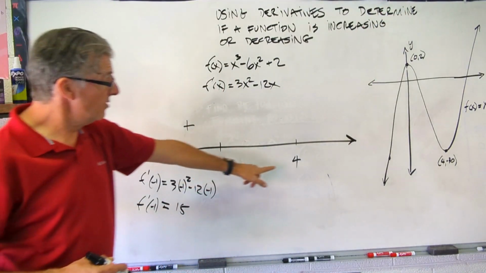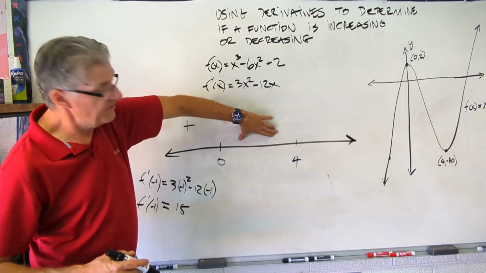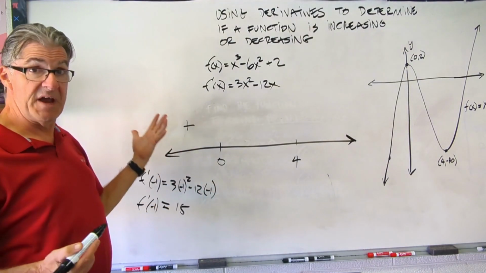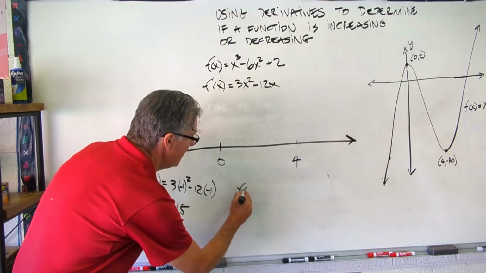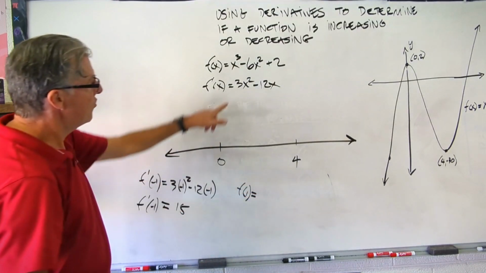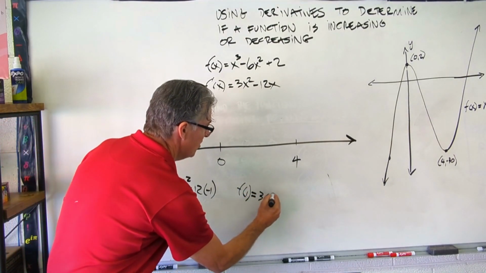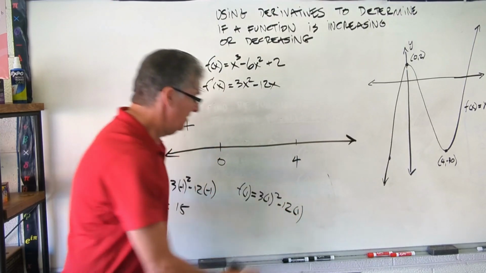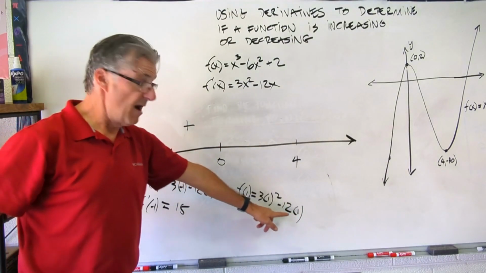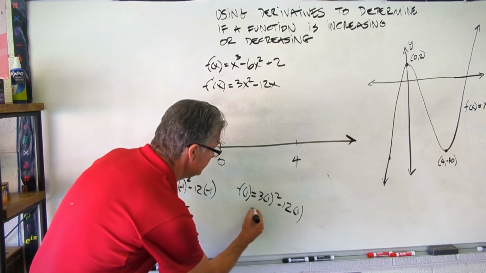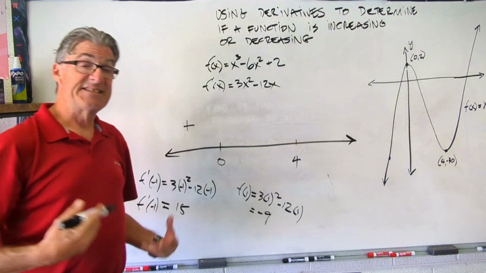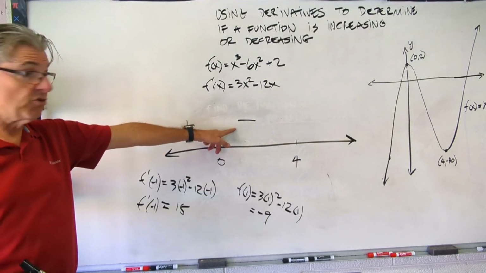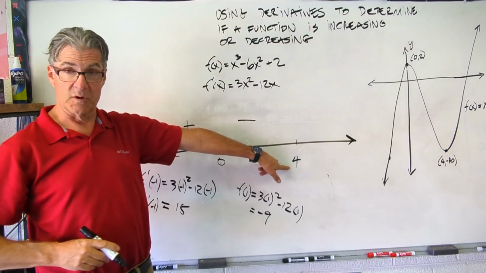Now I'm just going to pick a number between 0 and 4 to test this interval between our two turning points. So let's just pick another easy one. Let's pick 1. So now I'm going to do f of 1, and f of 1 equals 3 times 1 squared minus 12 times 1. That ends up being 3 minus 12. This is minus 9. That's negative. So I'm going to put a negative here. That means the function is decreasing between 0 and 4.